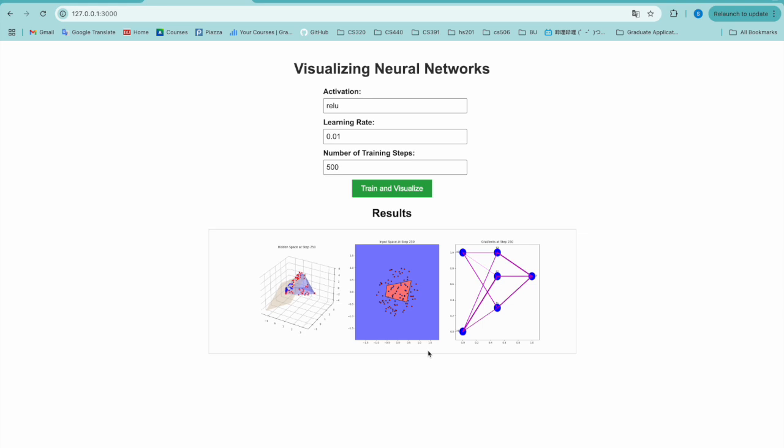Now I apply the ReLU. With the ReLU, the training converges faster because the ReLU encourages sparsity and allows efficient gradient flow.